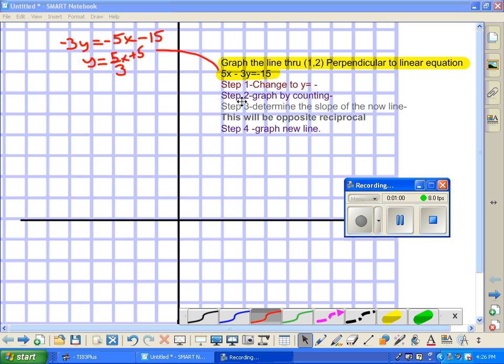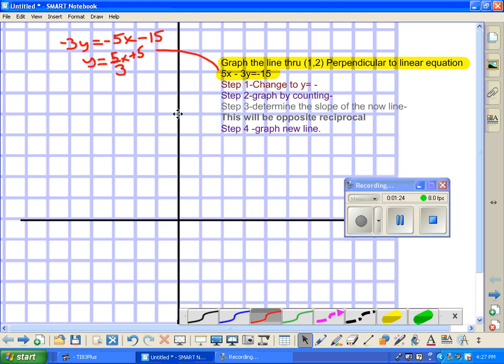Step 2, we're going to graph this equation by counting. First of all, let's determine what our y-intercept is, and the y-intercept is 5. So we go up 5 units on the y-axis, 1, 2, 3, 4, 5, and we mark the spot. I'm going to mark the spot in red.